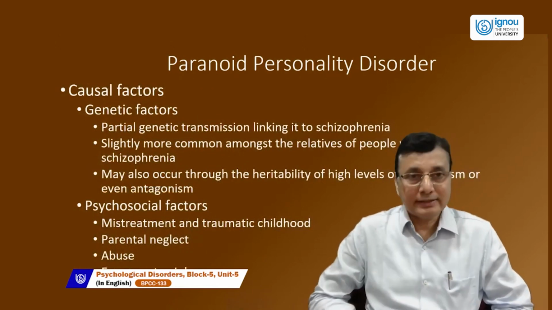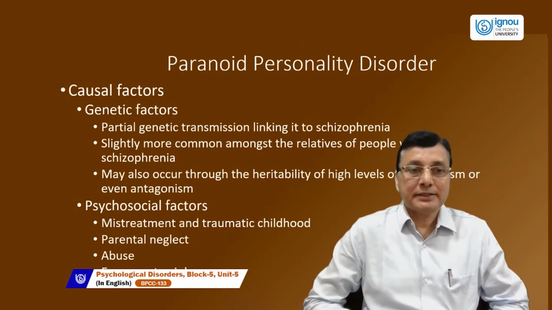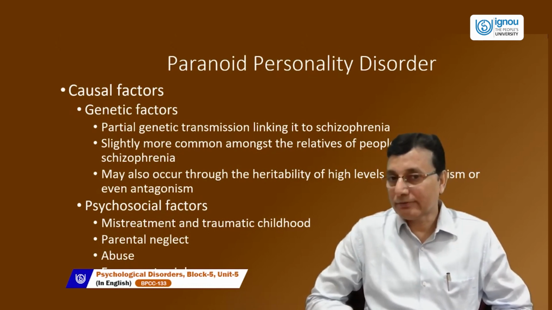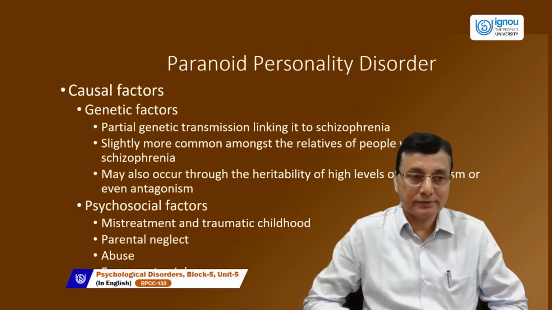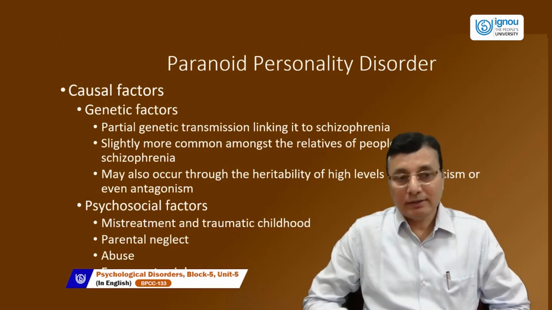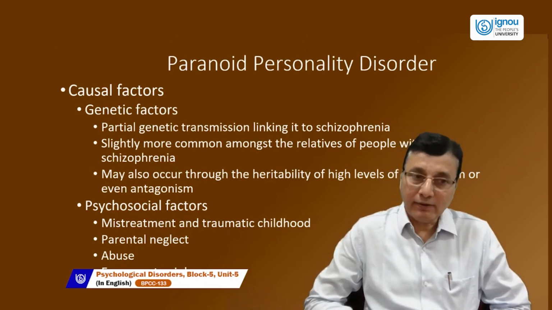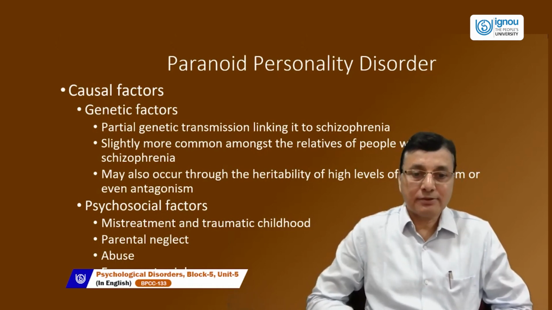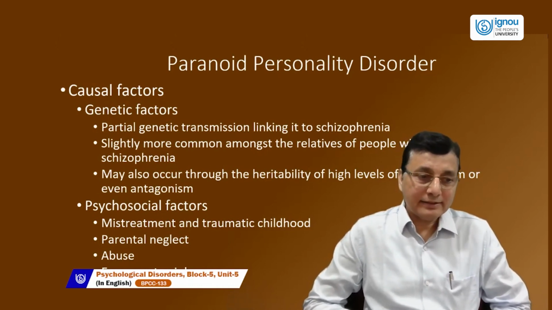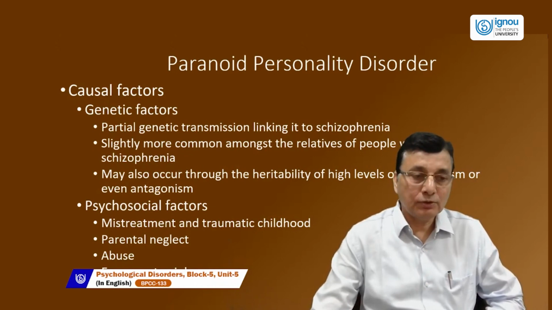So what are the causative factors seen in paranoid personality disorder? Genetic factors play a large role. There is partial genetic transmission linking it to schizophrenia. It is slightly more common amongst the relatives of people with schizophrenia. It may also occur through the heritability of high levels of neuroticism or even antagonism. And psychosocial factors like mistreatment and traumatic childhood, parental neglect, abuse, physical or sexual, and exposure to violence. All these factors may lead to personality disorder.